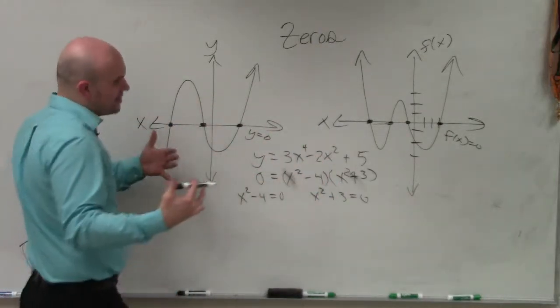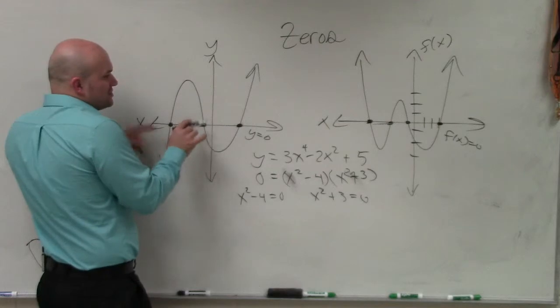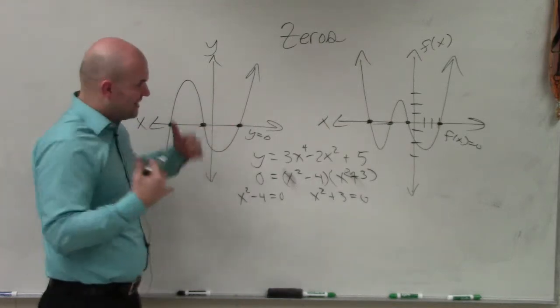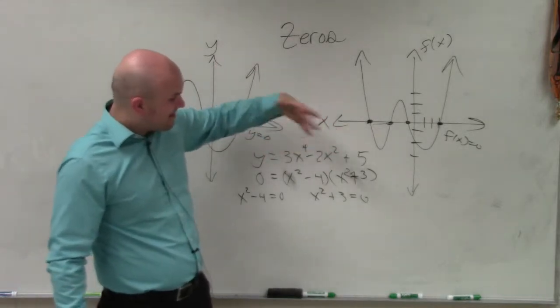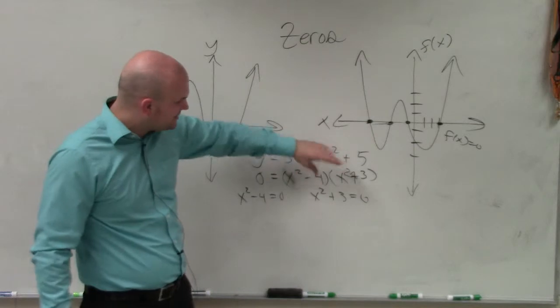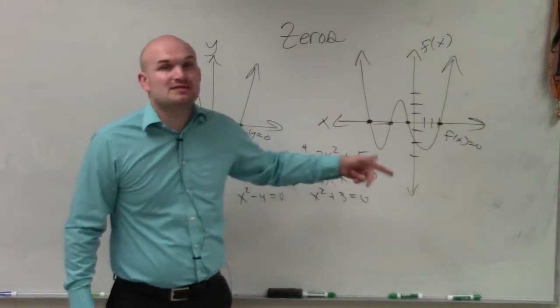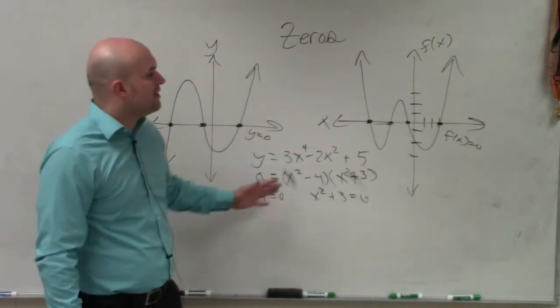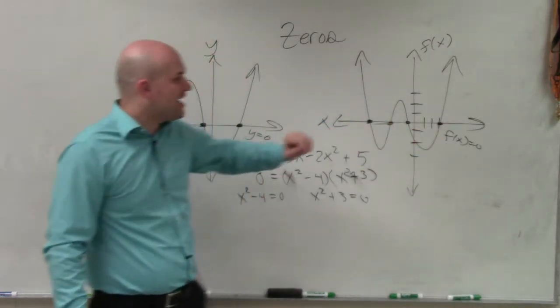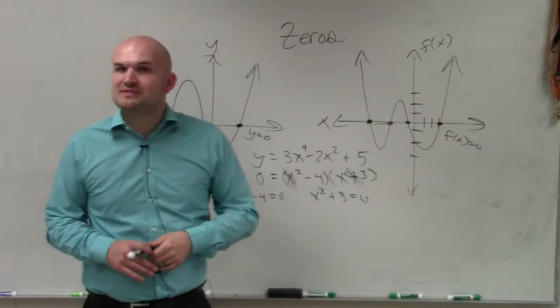So the zeros, again, are the input values where the output value is equal to 0. To find the zeros by factoring, you find your factors, set your factors equal to 0 using the zero product property, and then solve for x. Each value of x is going to tell you where the graph crosses when your output value is equal to 0.